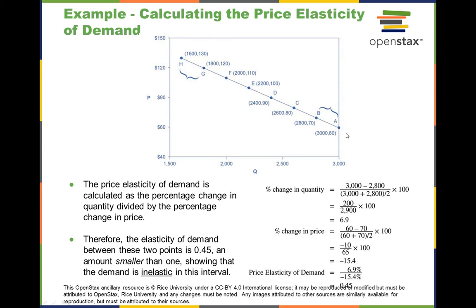And so for the change in quantity, we're going to subtract the difference. The quantity is 3,000, and then it's 2,800. On top of this division problem, on the bottom, we're going to take the addition of these two divided by 2 for the average. So we end up with a 200 difference. The average is 2,900. So 200 divided by 2,900 times 100 to get a whole number, and we get 6.9.